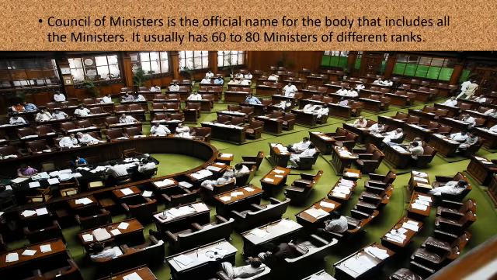The Prime Minister is assisted by the Council of Ministers. Council of Ministers is the official name for the body that includes all the ministers. It usually has 60 to 80 ministers of different ranks.